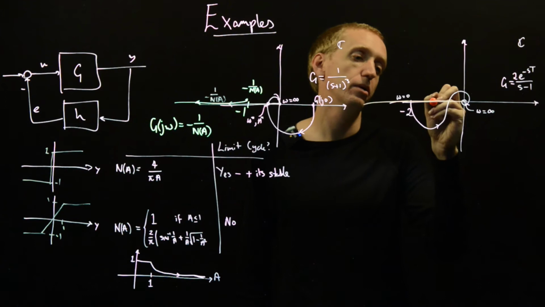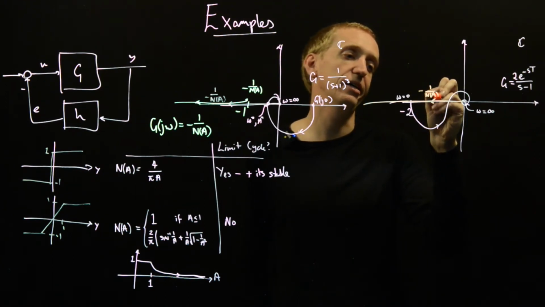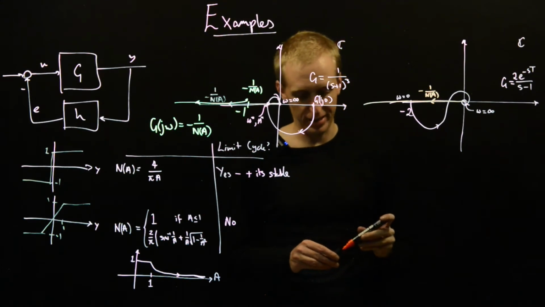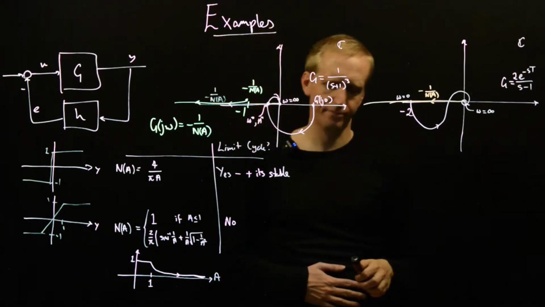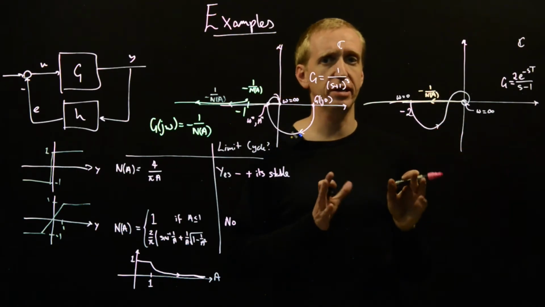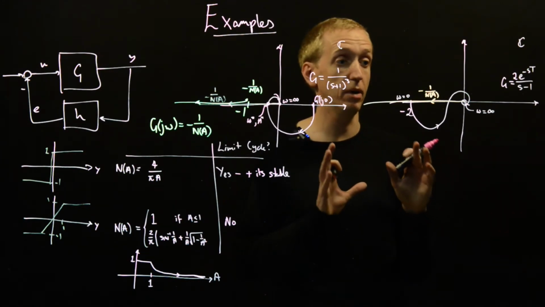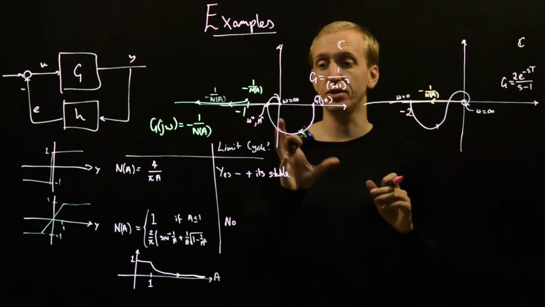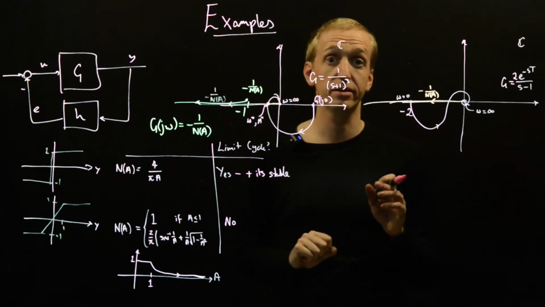So let's start with our relay again. Now things are about to get a little bit busy here. Whenever you have unstable systems, the Nyquist criterion gets a little bit more complicated to apply. It's not so easy to just infer the encirclements just by looking at the Nyquist diagram.